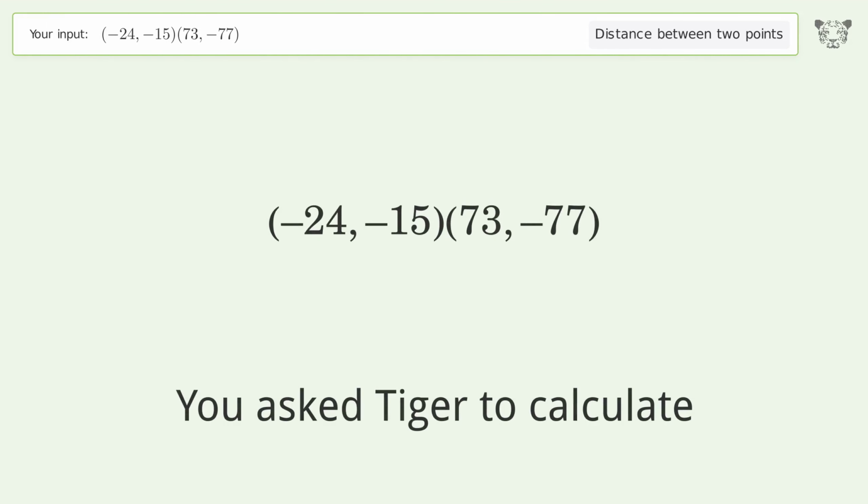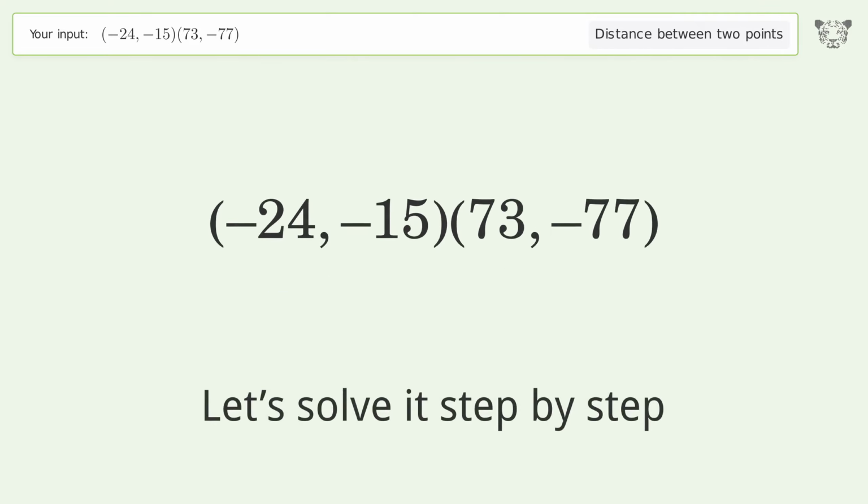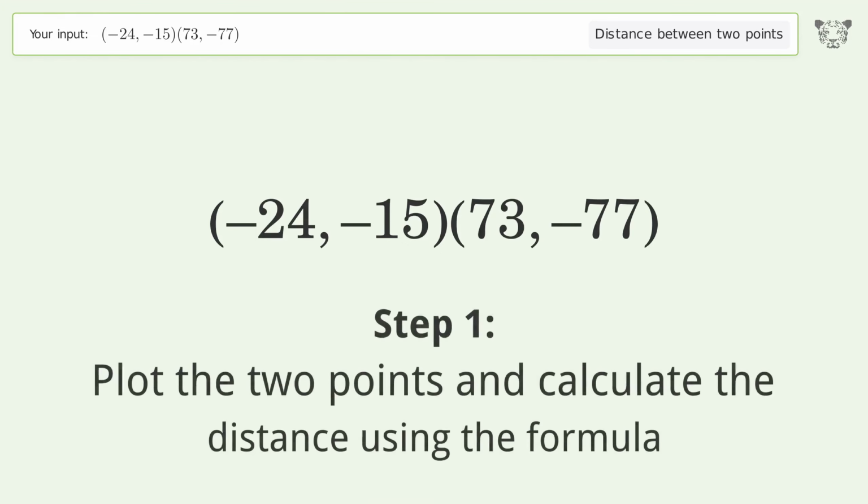You ask Tiger to calculate. This deals with the distance between 2 points. The distance between the 2 points is the square root of 13,253, or 115.122. Let's solve it step by step. Plot the 2 points and calculate the distance using the formula.